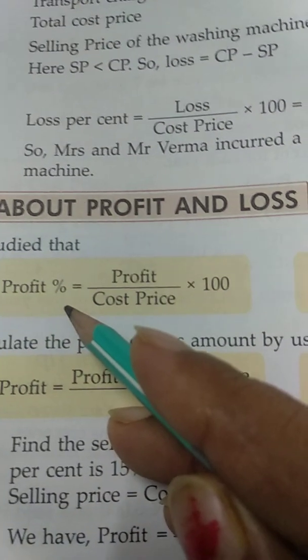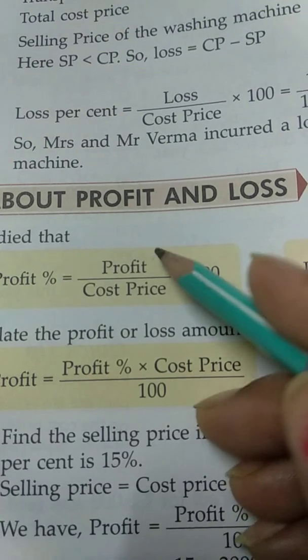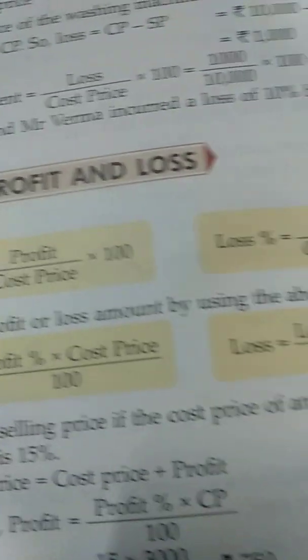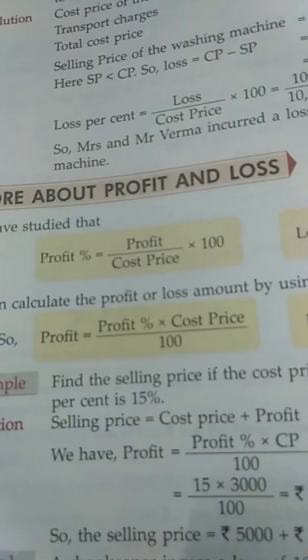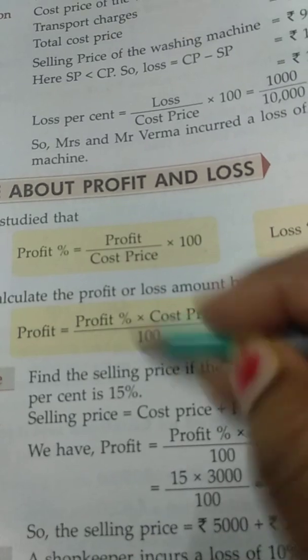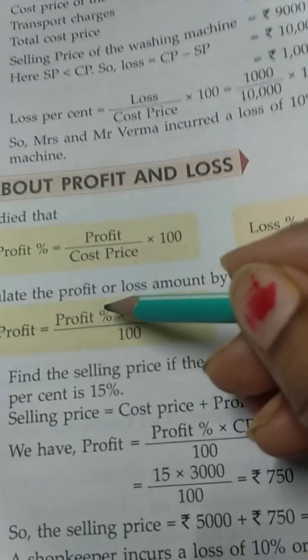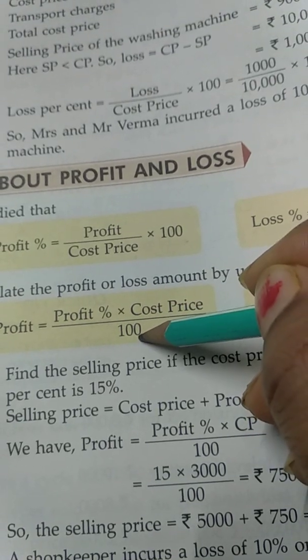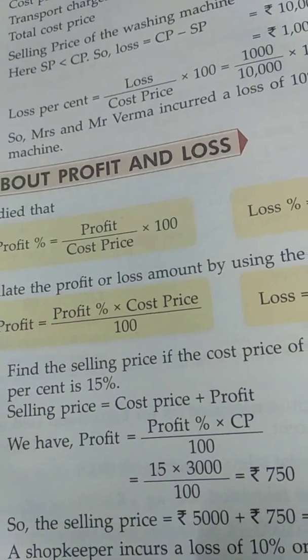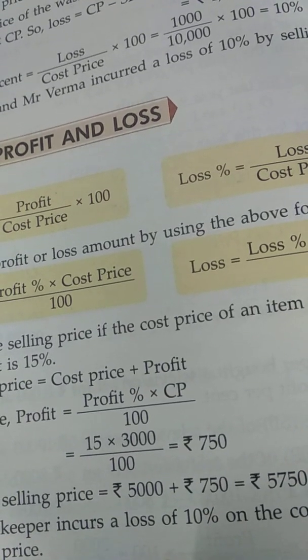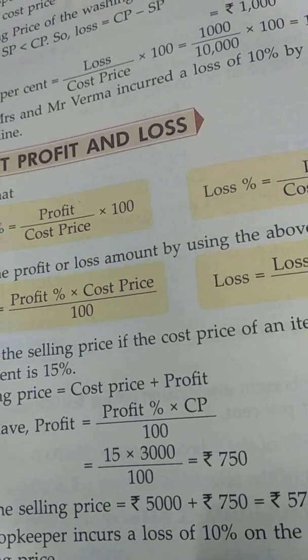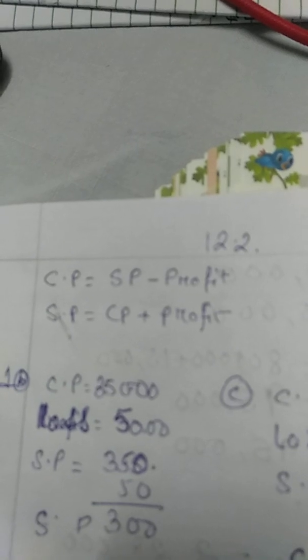Profit percentage, if we have to find, then it will be profit by CP into 100. And again, if it is loss percentage, loss by CP into 100. And if we have to find the amount of profit, and the profit is not given to us, but the percentage is given and CP is given, then we divide by 100 and we will get the amount of profit or the amount of loss. Regarding the other formulas: CP, SP minus profit; SP, CP plus profit; CP, SP plus loss; SP.